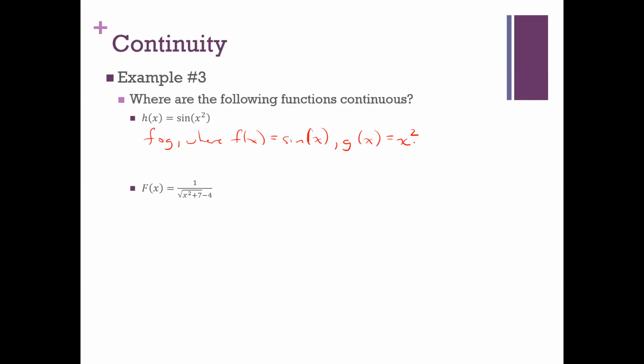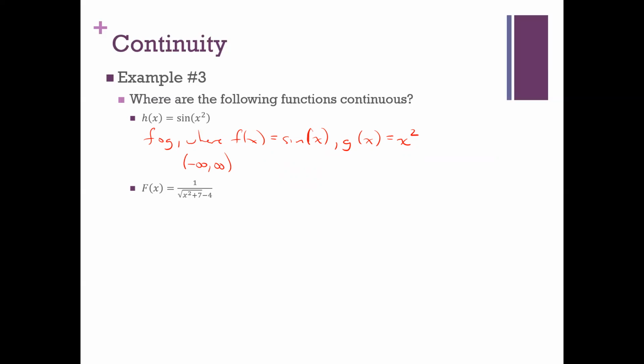Where is x squared continuous? Where is sine of x continuous? So where is their composition continuous? Absolutely everywhere. Another informal way to look at it is, I'm starting with x. Is there a number I can't square, where squaring gives me back undefined? No, that doesn't exist. Is there a number I can't take the sine of? Neither of those things is ever going to fail you. So this is continuous everywhere.